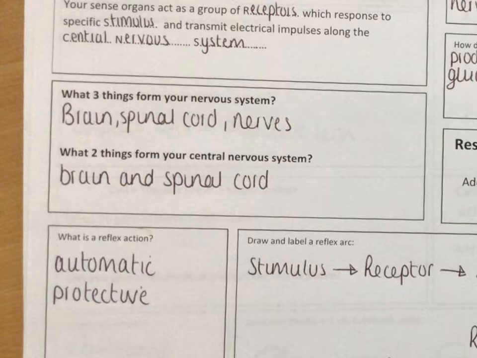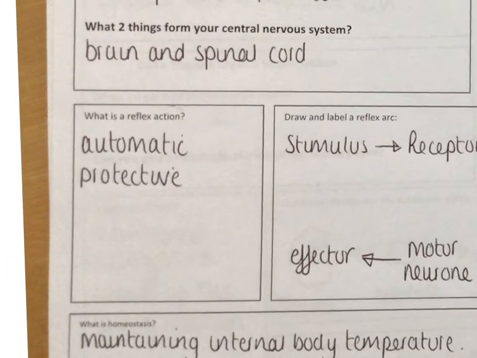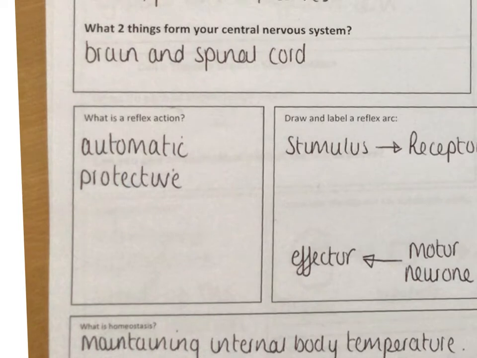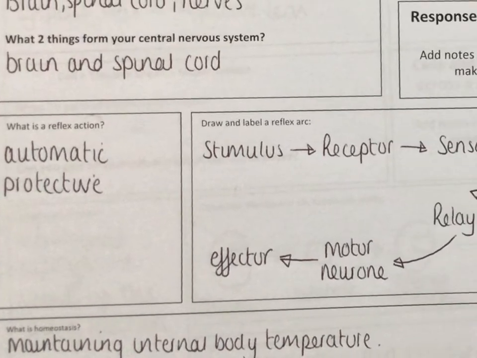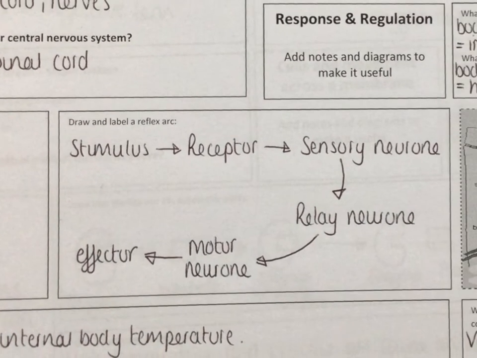Sending a message up to our brain. A reflex action is a movement that we make and we do it because it's automatic and protective. You don't think about it. If you put your hand on something hot, you don't think, oh my God, it's getting really, really hot, I best move my hand. You straight away pull your arm back.